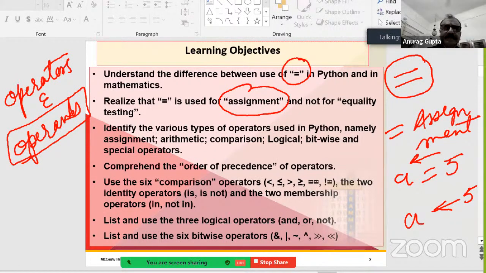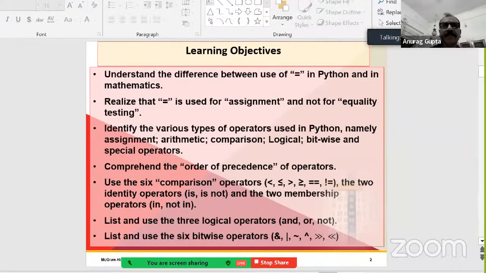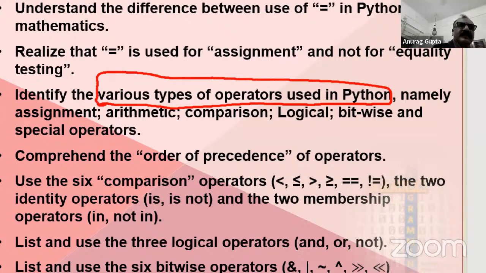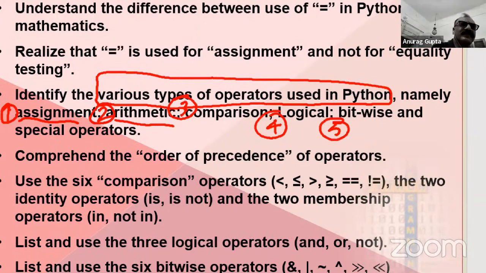Then we will talk about the various types of operators used in Python. Let me clear the screen and come again. Today I will be talking about the various types of operators used in Python. The first is assignment operator, the second is arithmetic, third is comparison, fourth is logical, fifth is bitwise, and sixth is special operators.